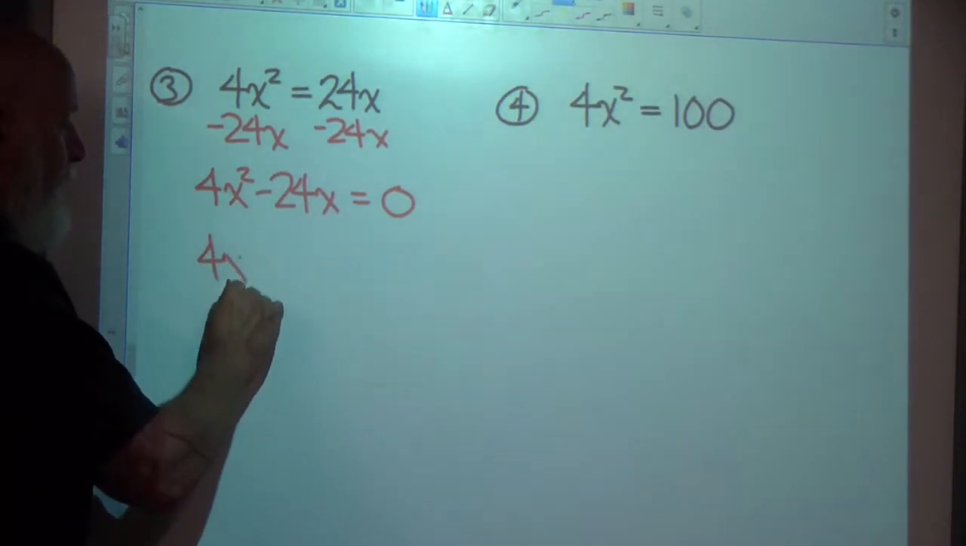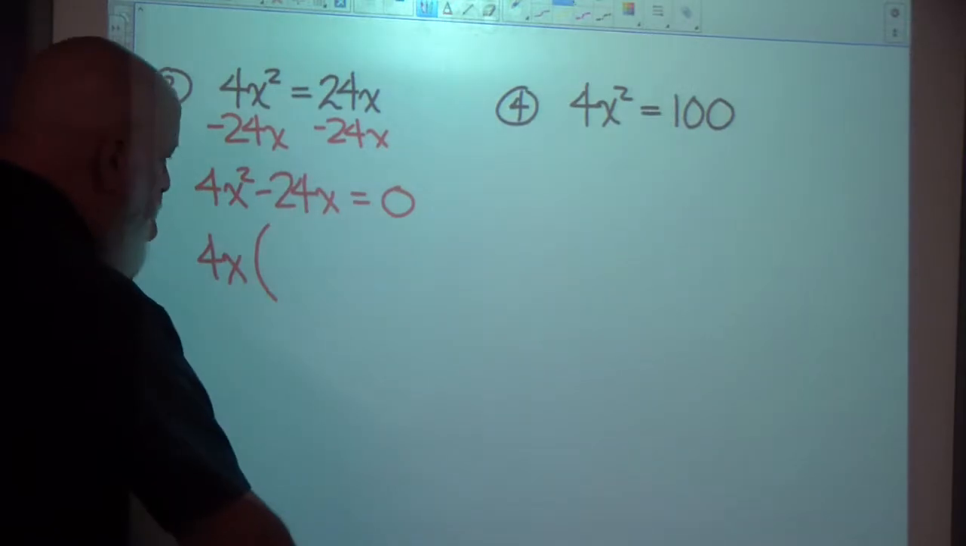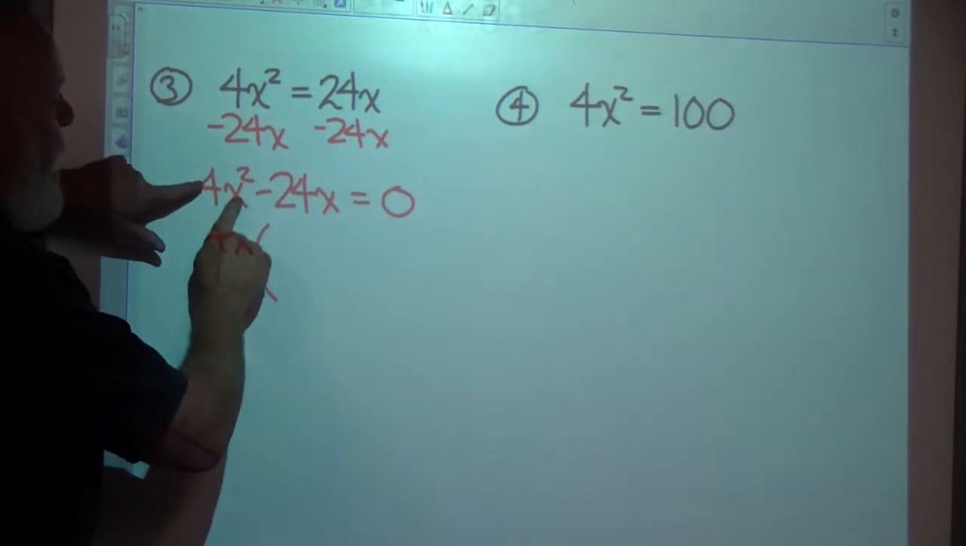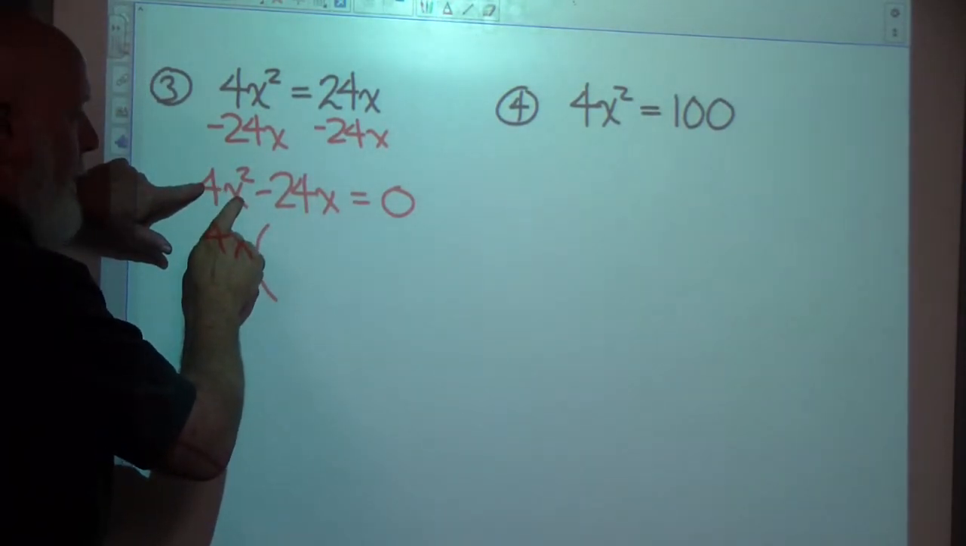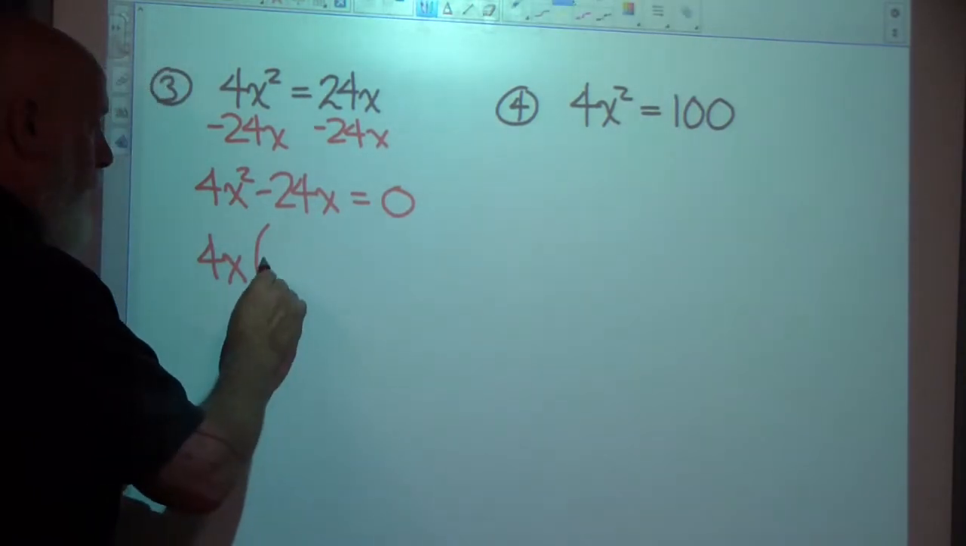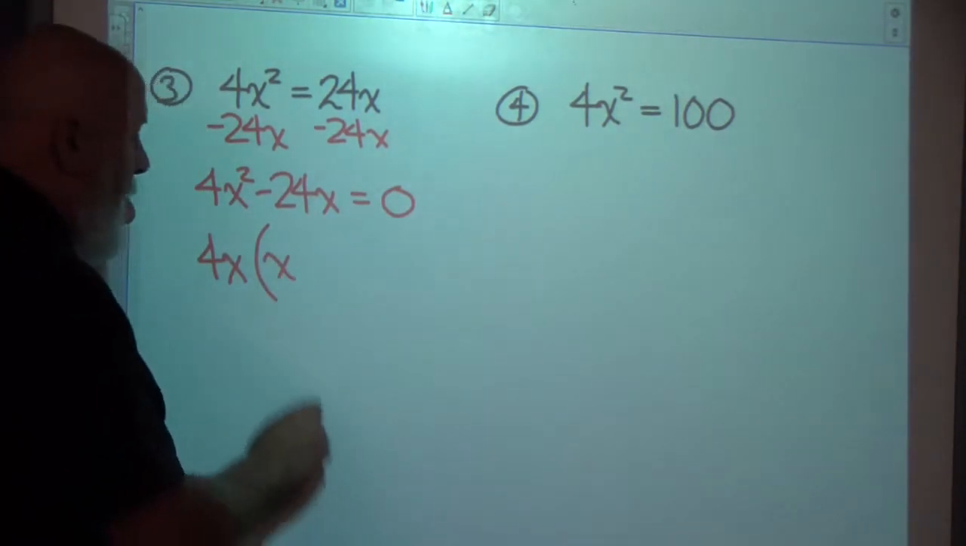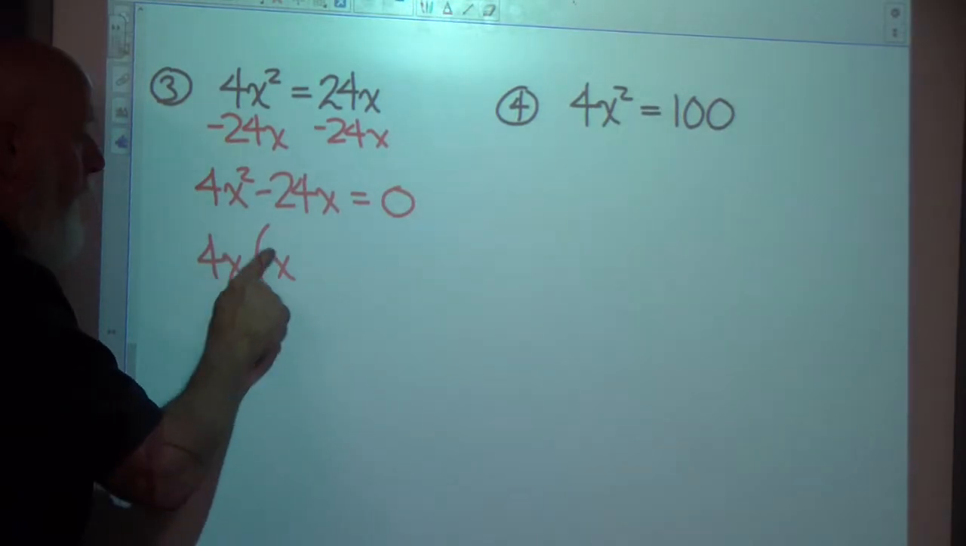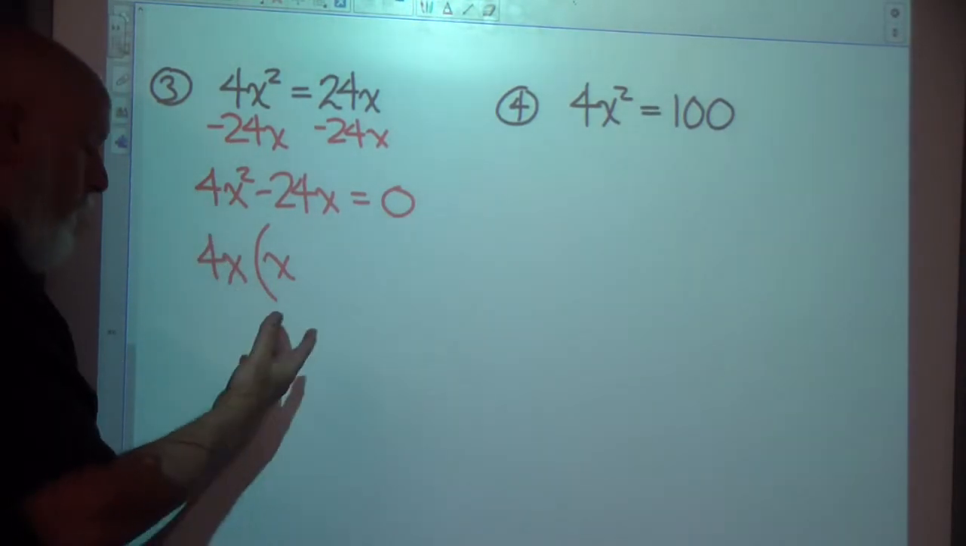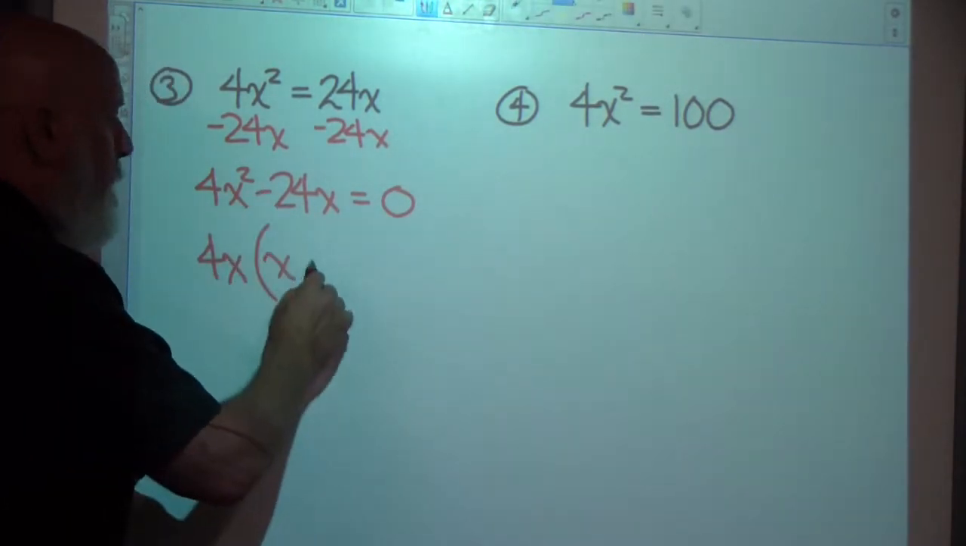That means I'm going to write down 4x, open a parenthesis, and ask myself, what would be left here if I pulled a 4 and one of the x's out? The other x. And the quick check is just to go ahead and multiply these together and see if you get 4x squared, which we do. Then this minus sign will be there.